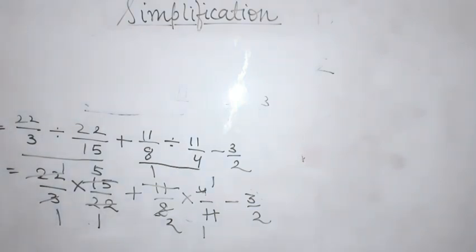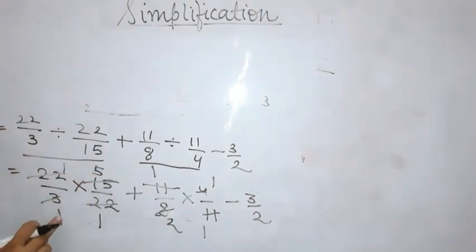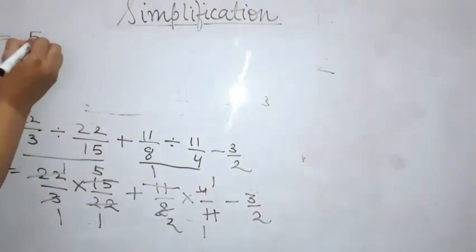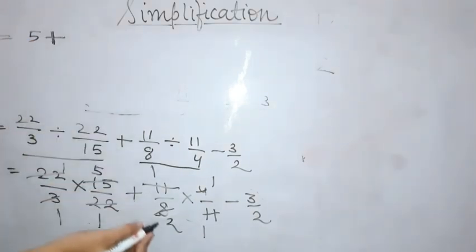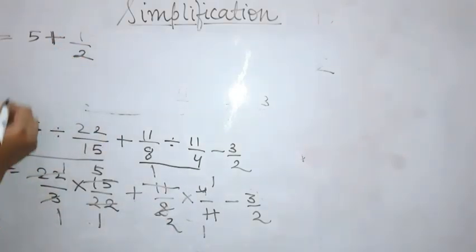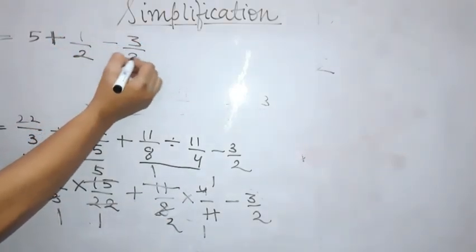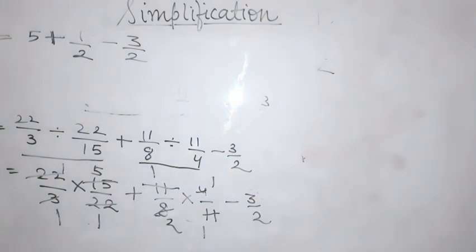Okay students, now what is left over here? 1 5s are 5, 1 1s are 1. So only 5 is left, and in between there is a sign of addition. What is left over here? 1 1s are 1, 2 1s are 2. So 1 upon 2 is left. Now minus 3 upon 2. 5 plus 1 by 2 minus 3 by 2.